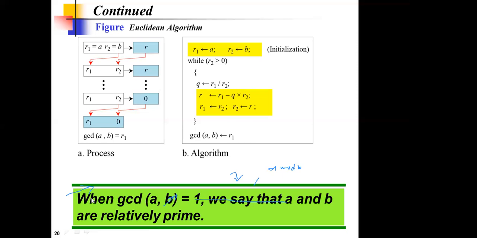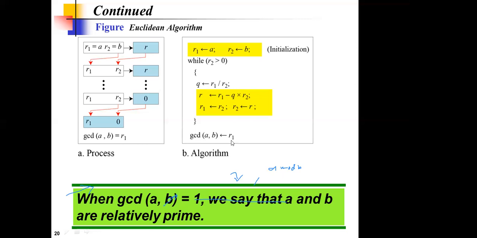The prime number, not necessarily prime numbers. যেমন আমি বলতে পারি 3 and 5. What's the GCD of 3 and 5? কত হবে? 1 স্যার। 1 হবে. So in that case, we call these numbers they are relatively prime to each other. But 3 and 5 both are prime numbers.